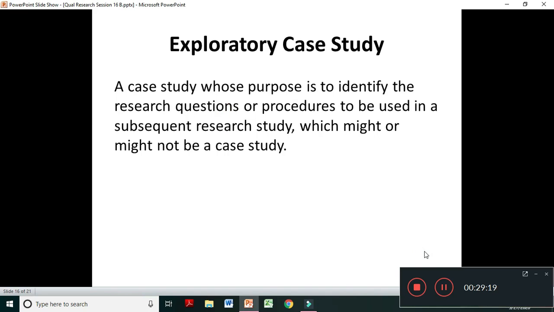So the next one, exploratory case study, a case study which aims at identifying the research questions or procedures to be used in a subsequent research study, which might or might not be a case study. So I again go back to the same example, where a researcher is interested in investigating the link between dropout and other factors. So a researcher may do an exploratory case study.